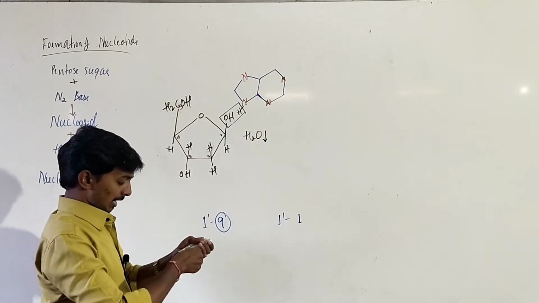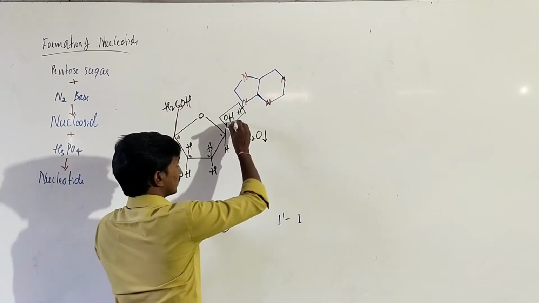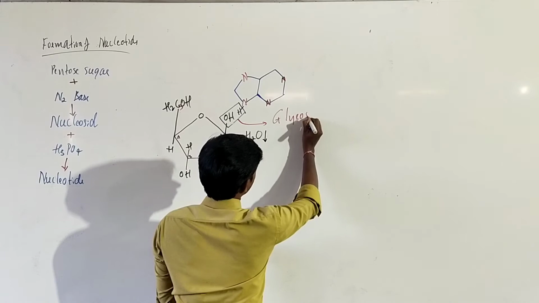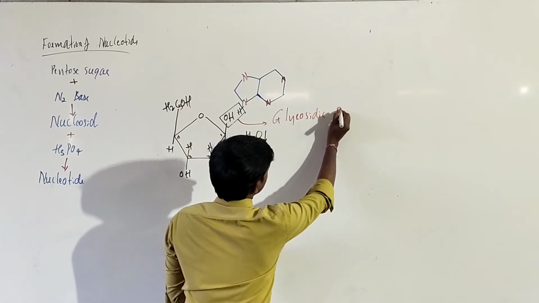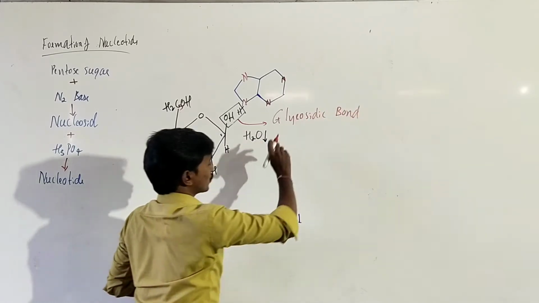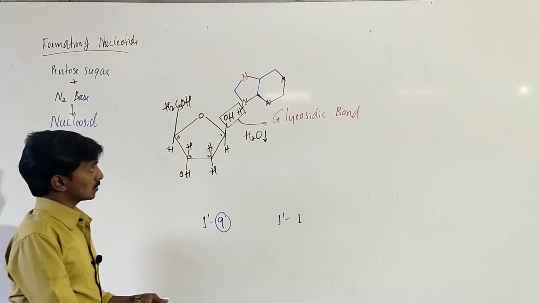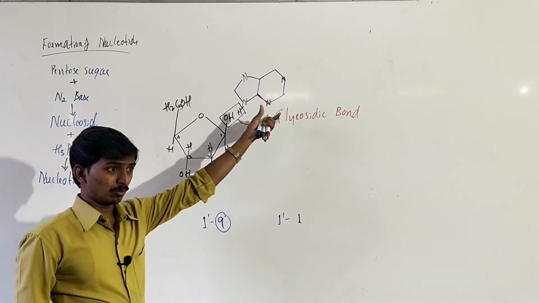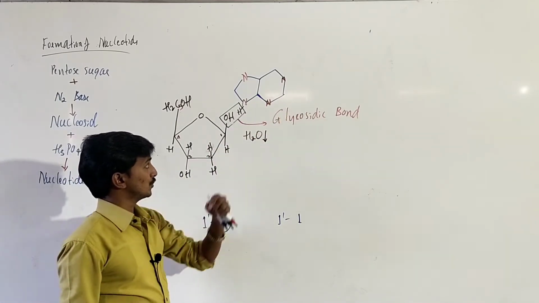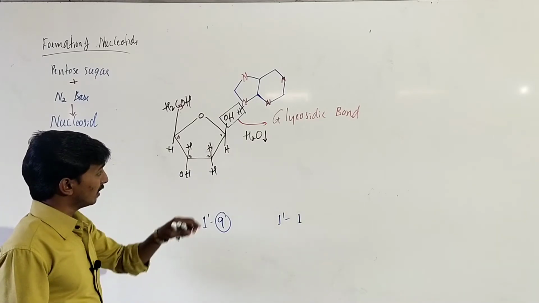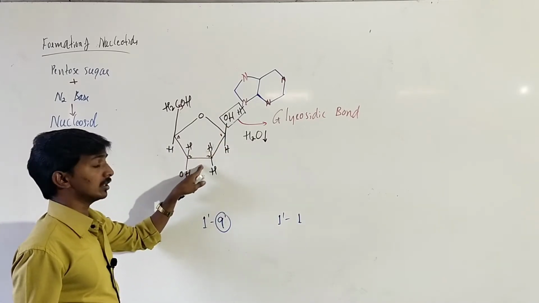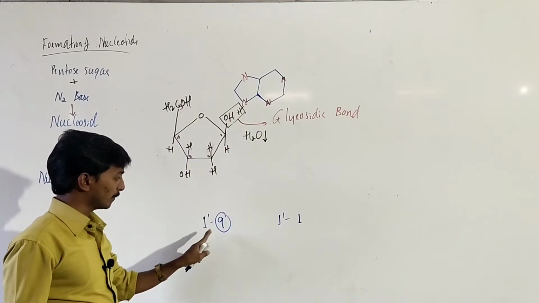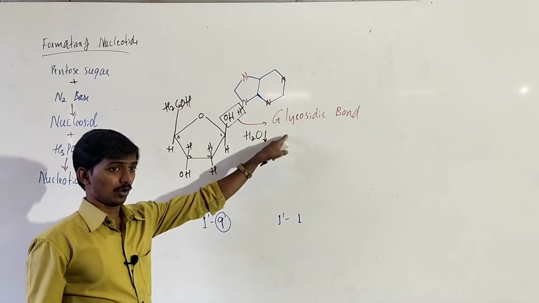H2O. Okay, so this bond is known as glycosidic bond. Sugar and nitrogen base both will form a bond known as a glycosidic bond. The bond is formed between the first carbon of the pentose sugar and the 9th nitrogen of the purine. So 1' 9 glycosidic bond.